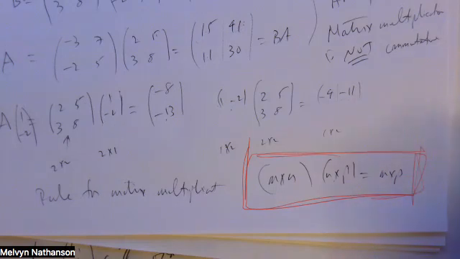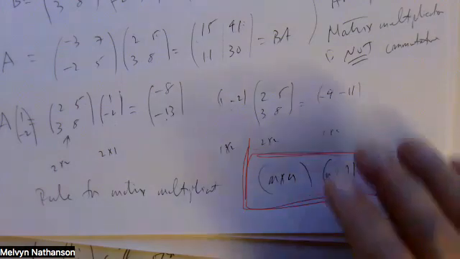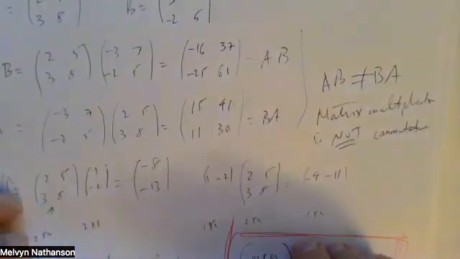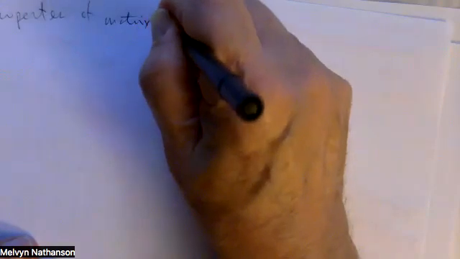Now, matrix multiplication, when it's possible, satisfies very nice properties also. So let's look at some properties of matrix multiplication.